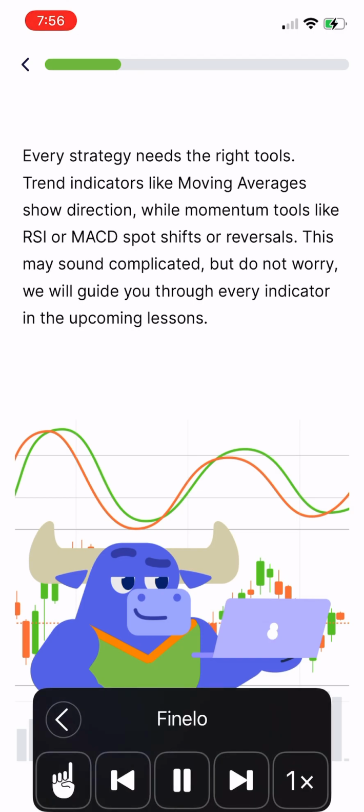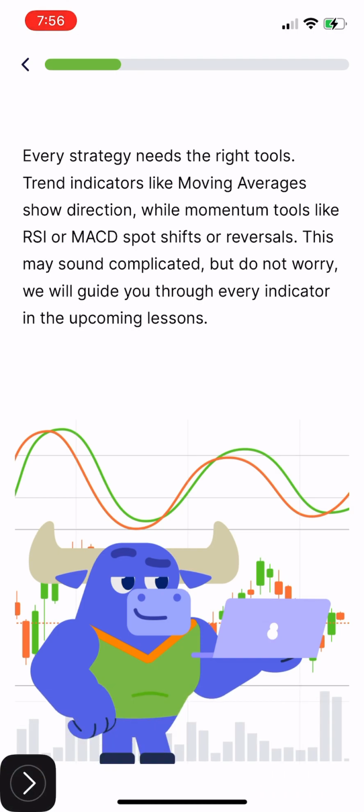Every strategy needs the right tools. Trend indicators like moving averages show direction, while momentum tools like RSI or MACD spot shifts or reversals. This may sound complicated, but do not worry, we will guide you through every indicator in the upcoming lessons.